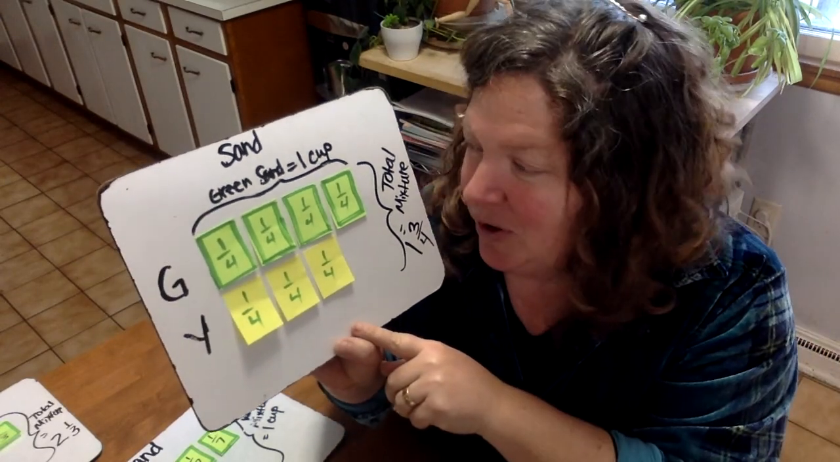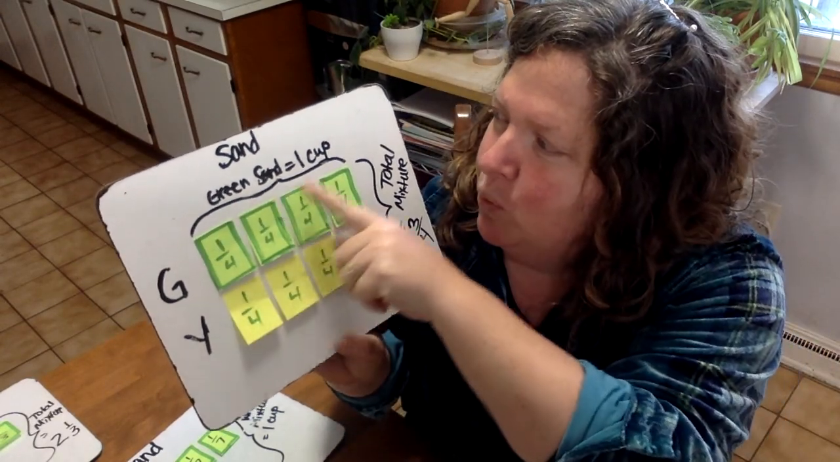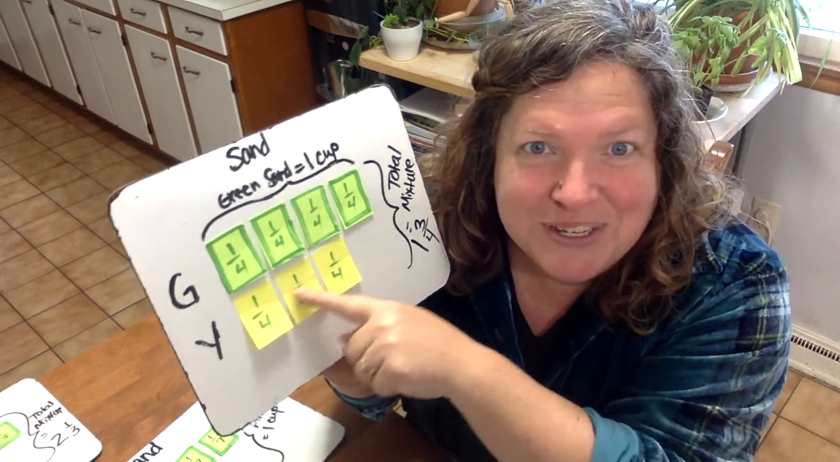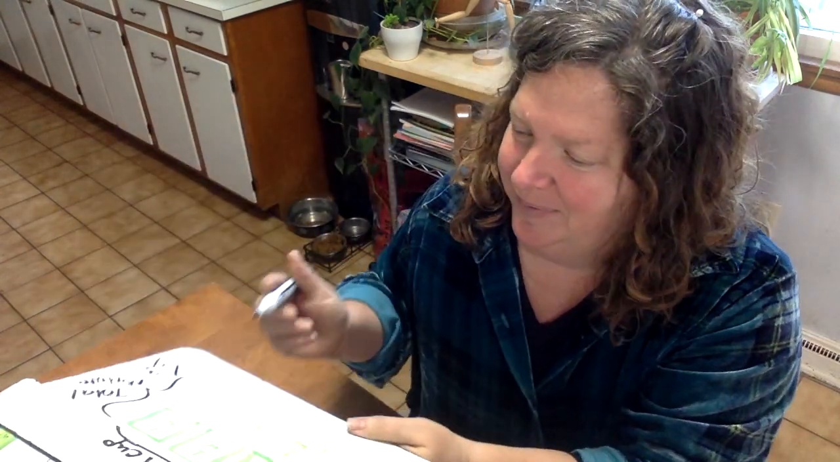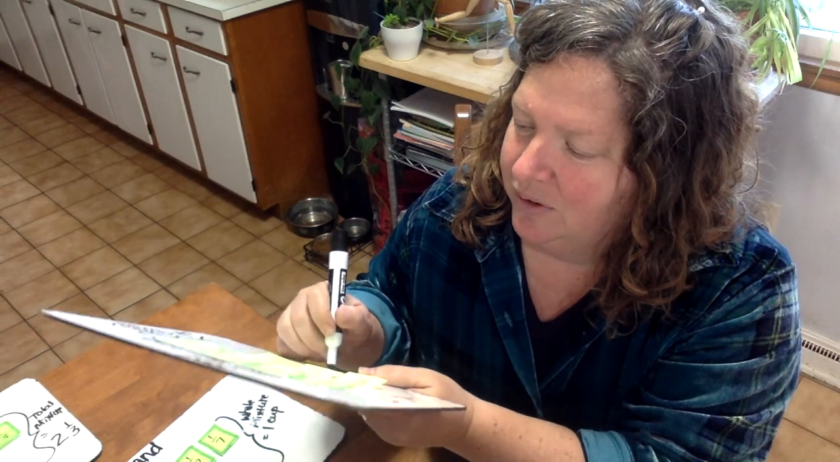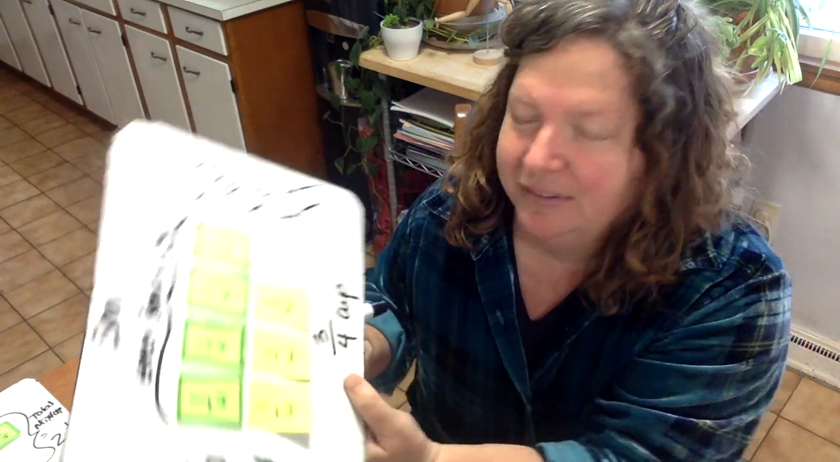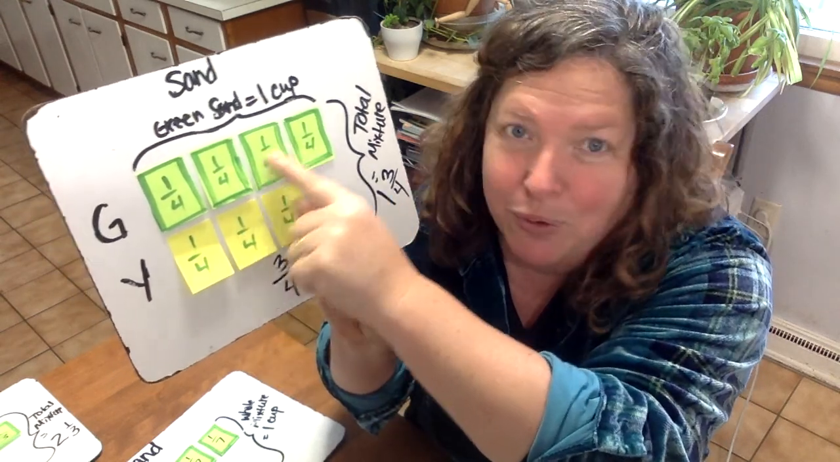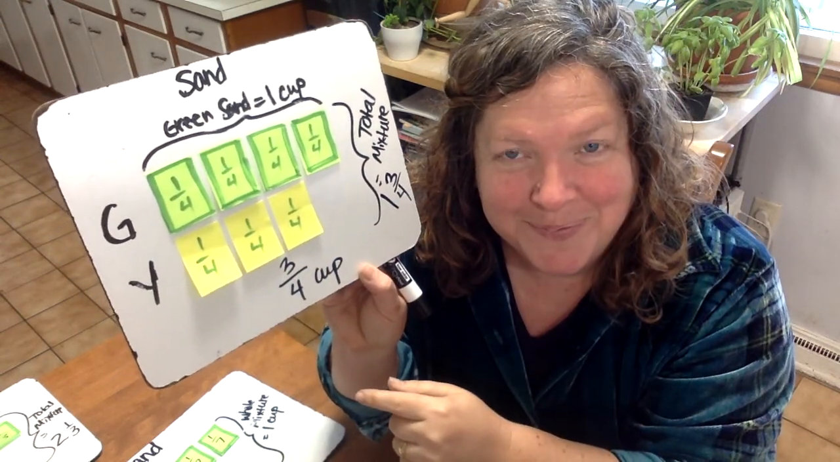Okay, we're back. So we're going to talk about for every 1 cup of green sand, how much yellow sand do we have? 3/4 of a cup, because it's 3 out of 4 pieces that makes the whole.